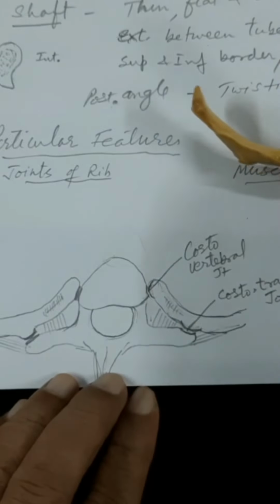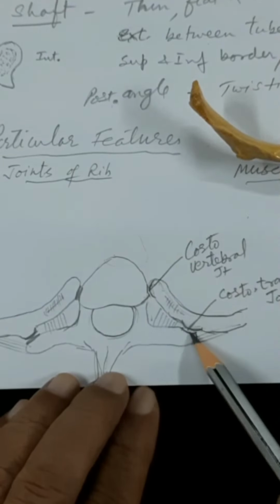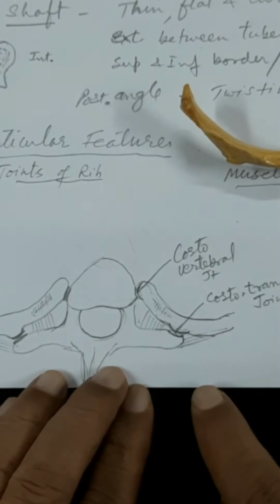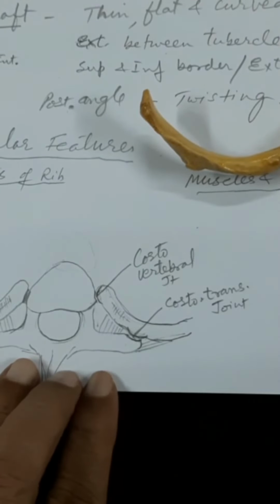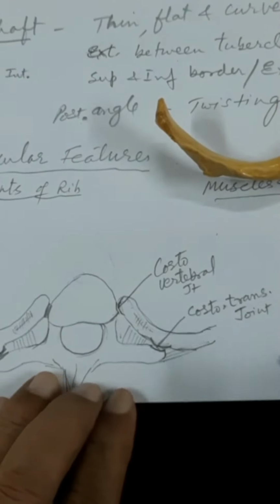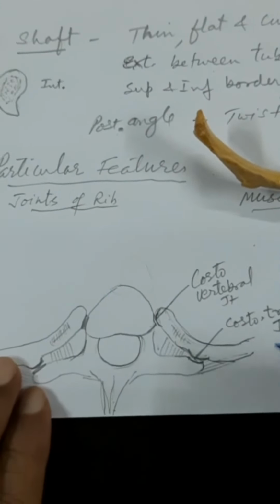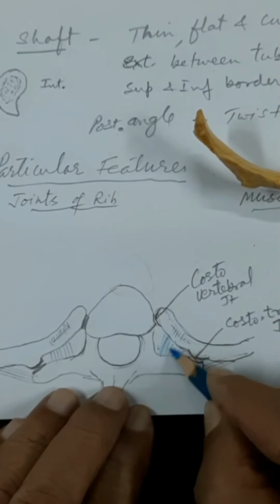Then between the tubercle, the articular tubercle, and the tip of the transverse process, there is another joint called the costotransverse joint. And then these joints are supported by many ligaments, out of which only three I am showing to you. Now this ligament extends from the posterior surface of the neck of the rib, which I said was a rough area.